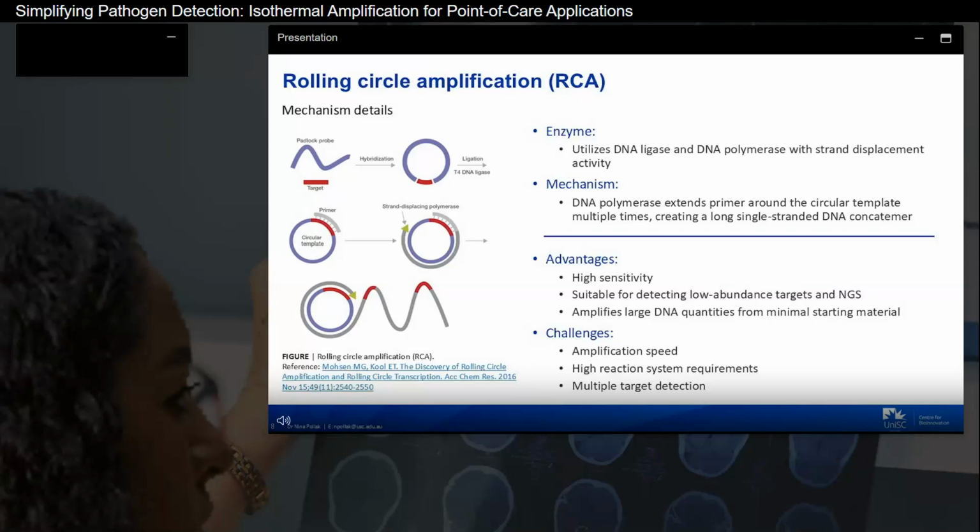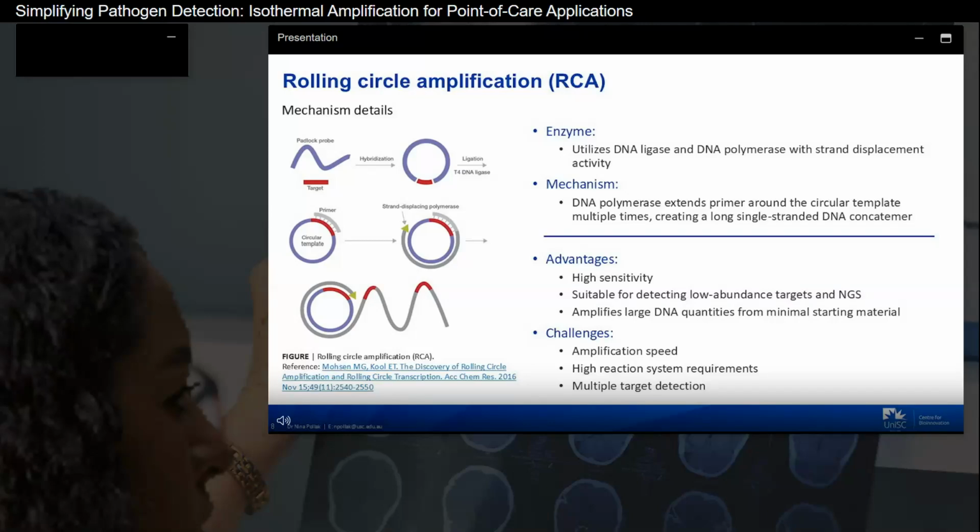RCA does come with its challenges. The amplification speed is one of them. The process takes several hours, making it slower compared to some of the other isothermal techniques. It has quite high reaction system requirements because it's using DNA ligase and it needs a specific reaction environment. And so therefore it can make RCA more demanding and costly.